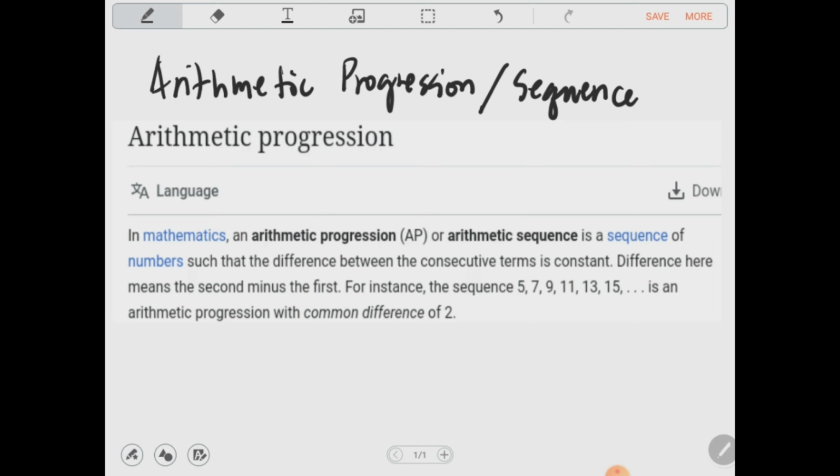For instance, the sequence 5, 7, 9, 11, 13, and 15 is an arithmetic progression. So to get the common difference, you can subtract second term minus the first term. So you have 7 minus 5 is equals to 2. Or you can subtract any consecutive term but only the succeeding term minus the previous term.